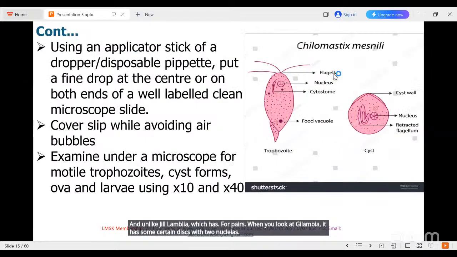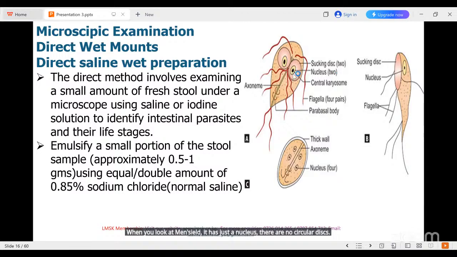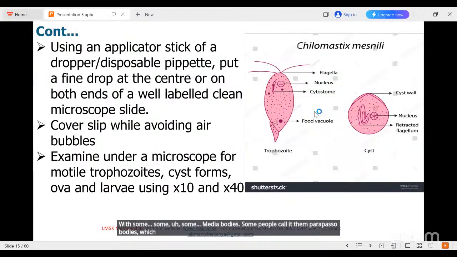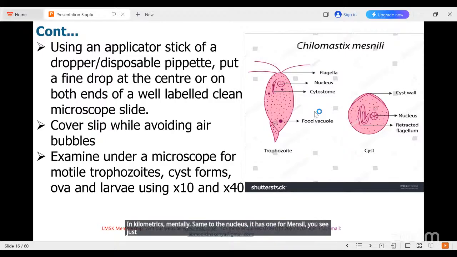When you look at Iodamoeba or Endolimax, it has just a nucleus. There are no sucking discs. When you look at G. lamblia, it has an axoneme with some median bodies. Some people call them parabasal bodies, which are lacking in the other species. Same for the nucleus, it has one. For the other species, you see just 1 nucleus there.